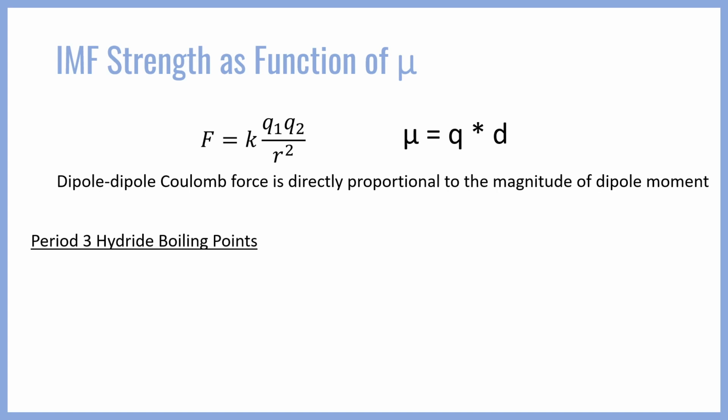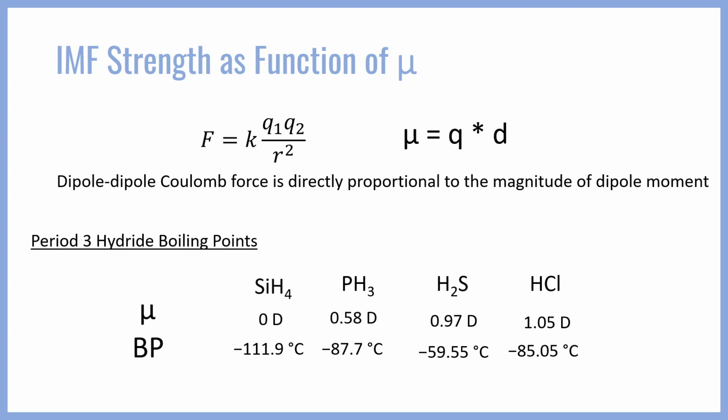To see evidence of this prediction, we can look at the boiling points and dipole moments of some hydrogen and period 3 nonmetal compounds. As the nonmetals move towards the right-hand side of the periodic table and increase in electronegativity, the polarity of the bonds should increase to give a larger dipole moment. We also expect, therefore, that as the polarity increases, so will the boiling point, since the dipole force strength should increase. Beginning with silicon hydride, SiH4, we see a nonpolar 0 debye moment and a negative 111.9 degree boiling point.